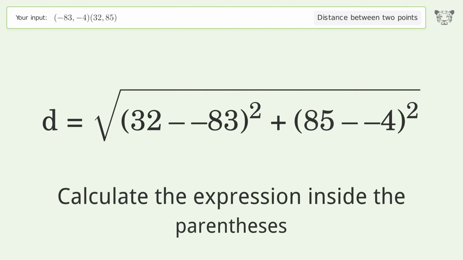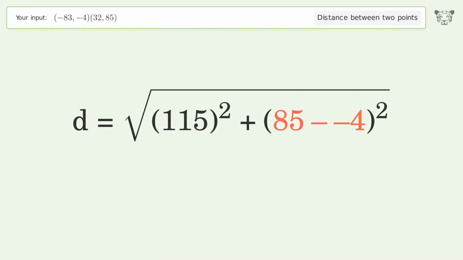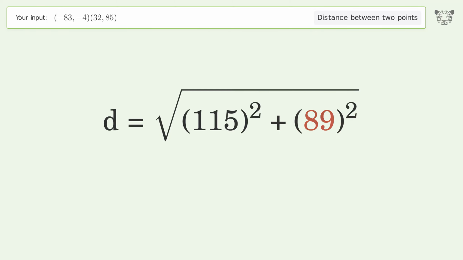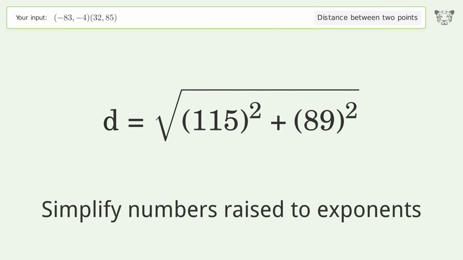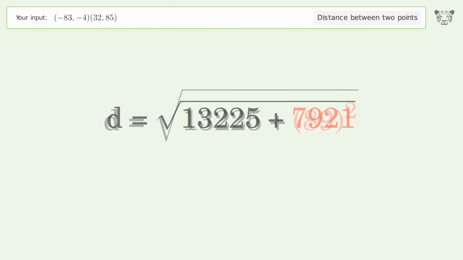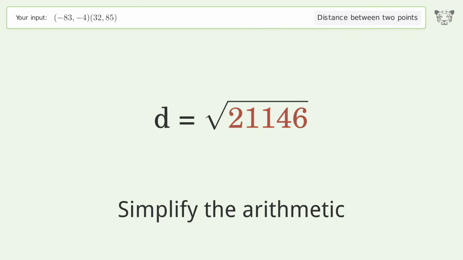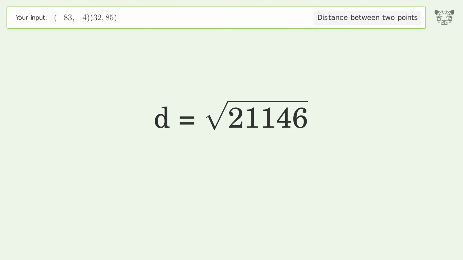Calculate the expression inside the parentheses. Simplify numbers raised to exponents. Simplify the arithmetic. And so the distance between the 2 points is the square root of 21,146, or 145.417.